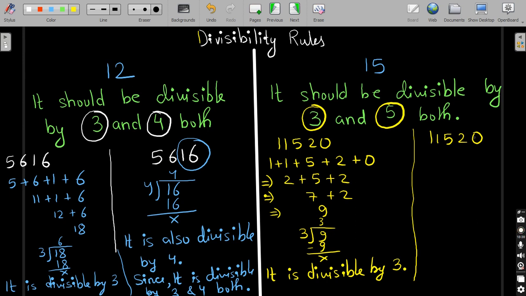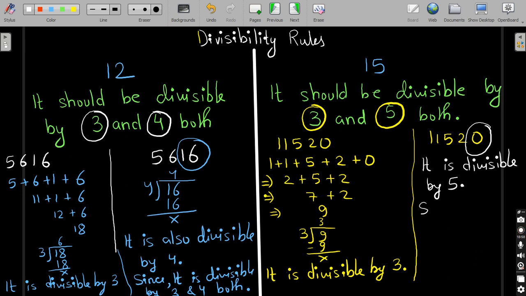Now let us check the second condition. Is it divisible by 5 or not? What is the divisibility rule of 5? There is no need of any calculation. The last digit should be 0 or 5. Since it is 0, we can say it is divisible by 5.